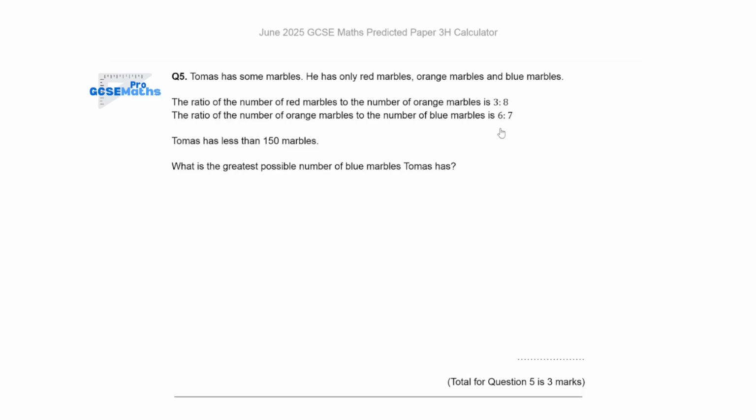So I've got two ratios separately, but they overlap because they both have orange marbles. So I'm going to want to create a 3-part ratio. So I've got red, orange, and blue. Red to orange is 3 to 8, but then orange to blue is 6 to 7. So can you see how the overlap is 6 and 8? I need to find the lowest common multiple of 6 and 8, and then change both ratios to create that same scale. Lowest common multiple would be 24.